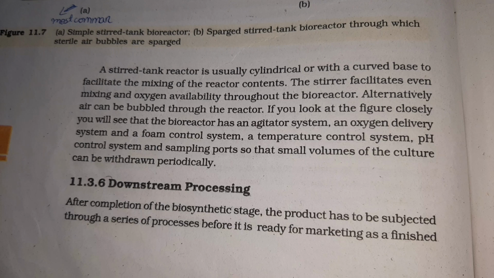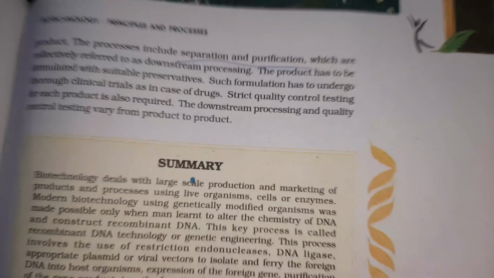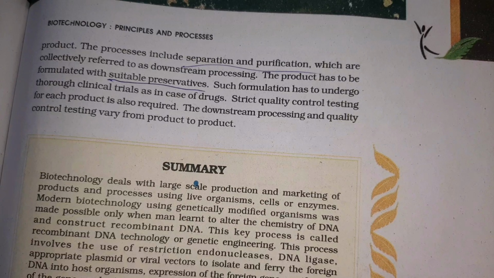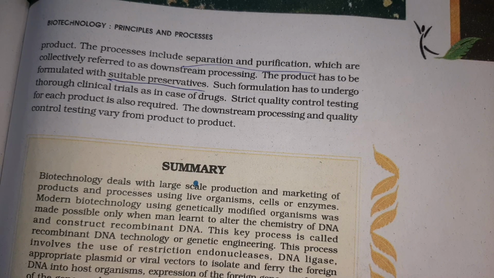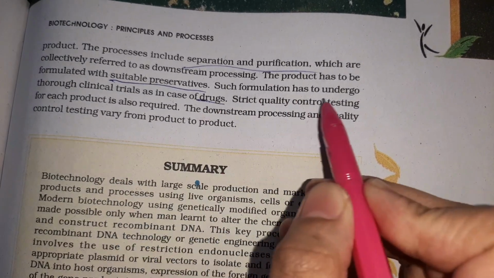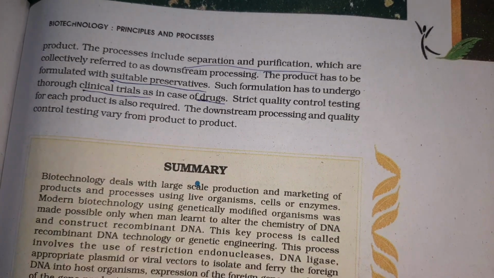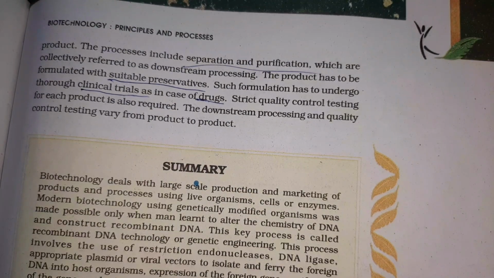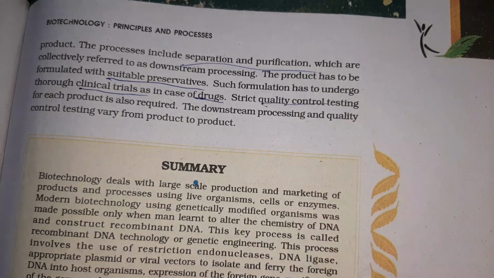Now we have the last step, which is known as downstream processing. After completing the biosynthetic phase, we need to check this product whether it is ready for marketing. Downstream processes means we are separating and purifying the products which we have obtained. We have to check with suitable preservatives whether it could be preserved for a longer period of time. And if we have produced drugs, we need to check clinical trials. We need to check on what patients it is advisable or not. We have to also check the quality of the products.